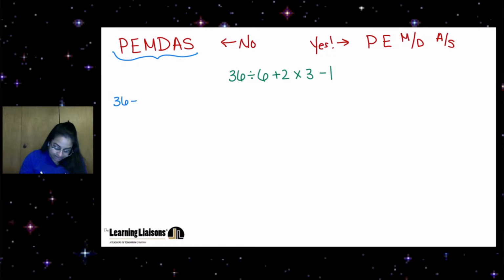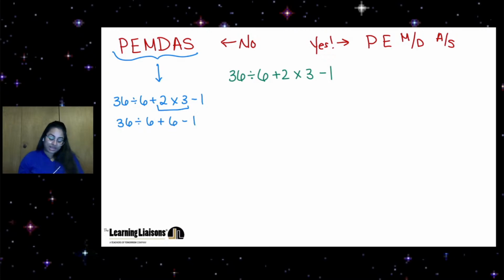So 36 divided by 6 plus 2 times 3 minus 1. Right now, the blue tells us to multiply first. So 36 divided by 6, and 2 times 3 is 6, minus 1. Now I'm going to divide. 36 divided by 6 is 6. And I'm going to add and subtract. 6 plus 6 is 12, minus 1 is equal to 11. So let's go ahead and do it the other way.